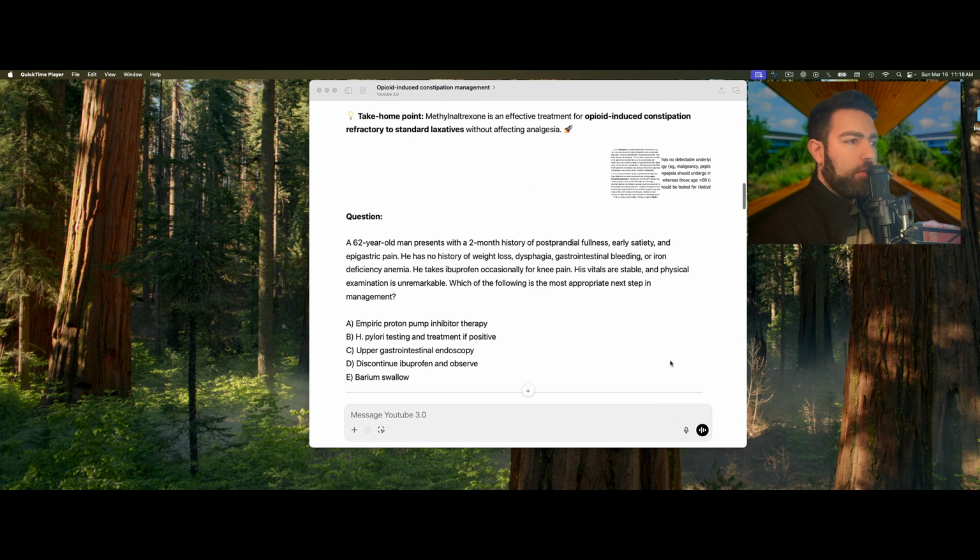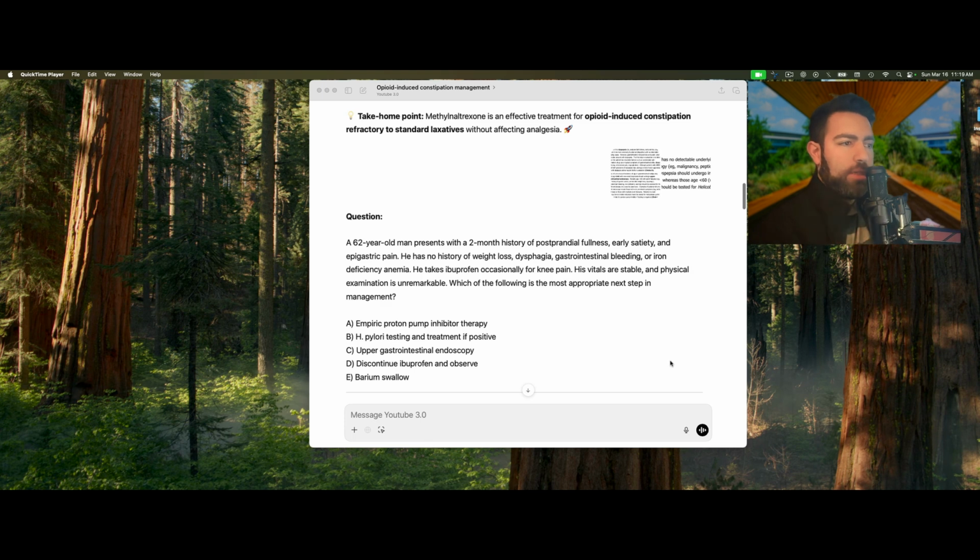All right. So this is a 60-year-old man. He presented with a 2-month history of postprandial fullness, early satiety, and epigastric pain. He has no history of weight loss, dysphagia, gastrointestinal bleeding, or iron deficiency anemia. He takes ibuprofen for knee pain occasionally. His vitals are stable. Physical exam is unremarkable. Which of the following is the most appropriate next step in the management of this patient?